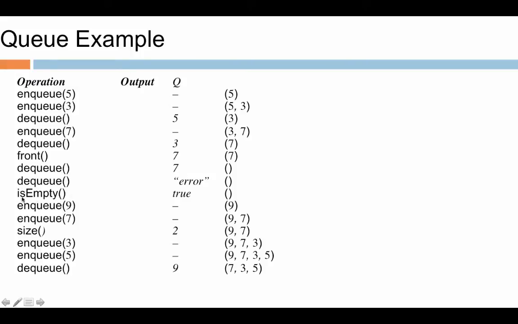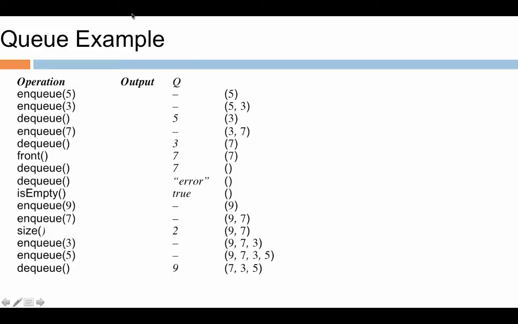If you ask the question, is queue empty, then the answer is true. Now when you NQ 9, 9 enters the queue, then 7 enters the queue. Now when you ask for the size of the queue, the return value is 2. Now when you NQ 3, 3 enters the queue, then 5 enters the queue. Now when you DQ, 9 is returned, which is at the head of the queue, and 7, 3, 5 is the contents of the queue.